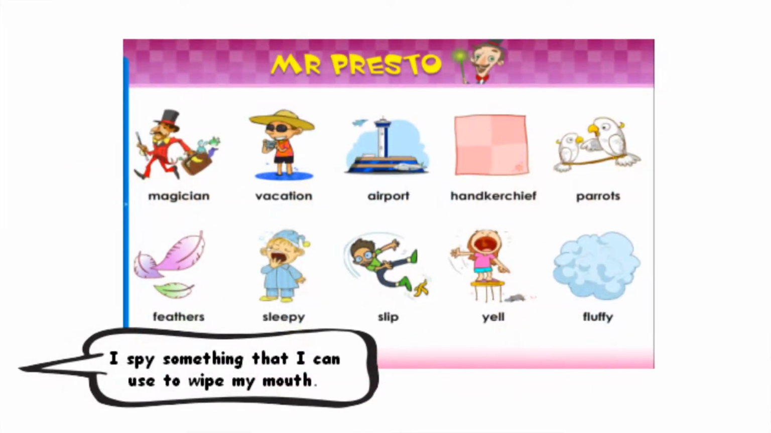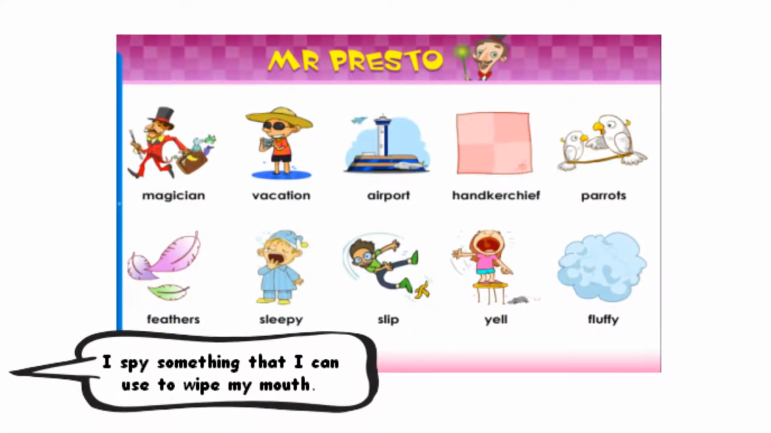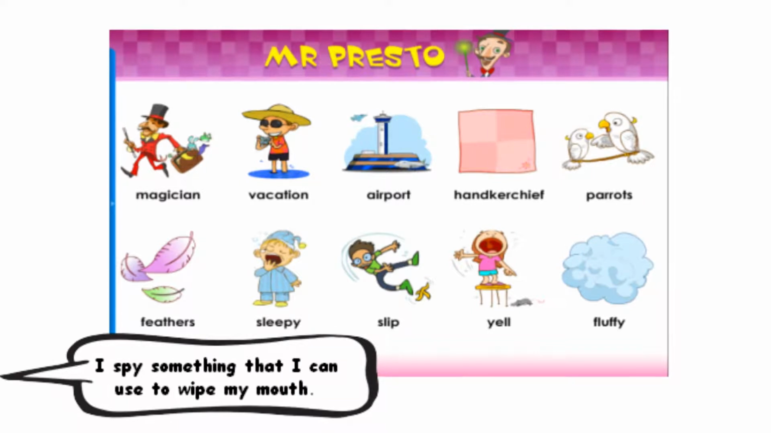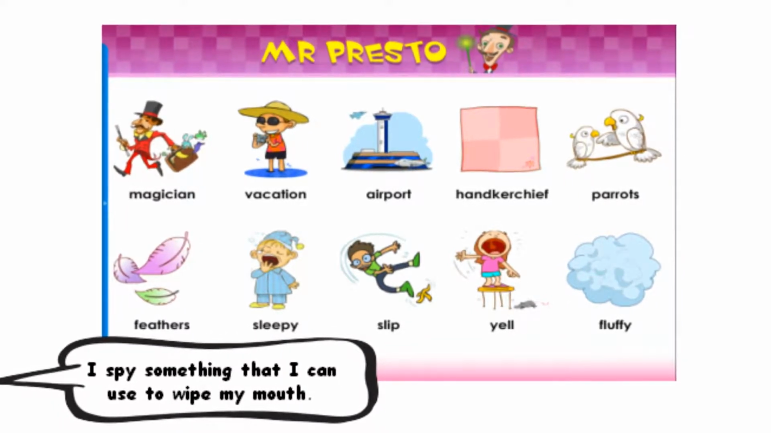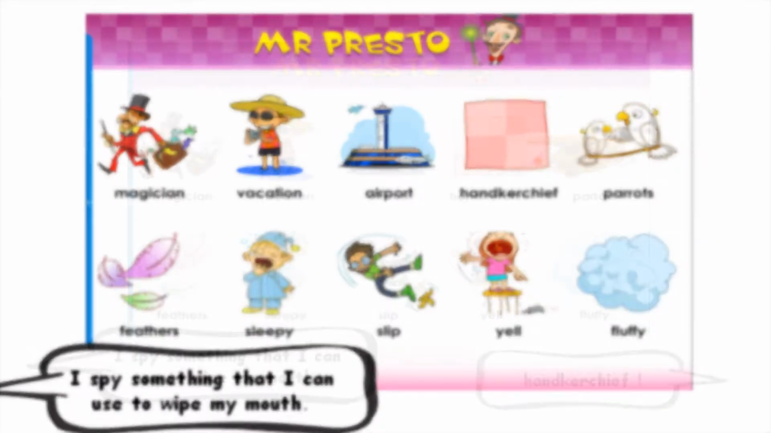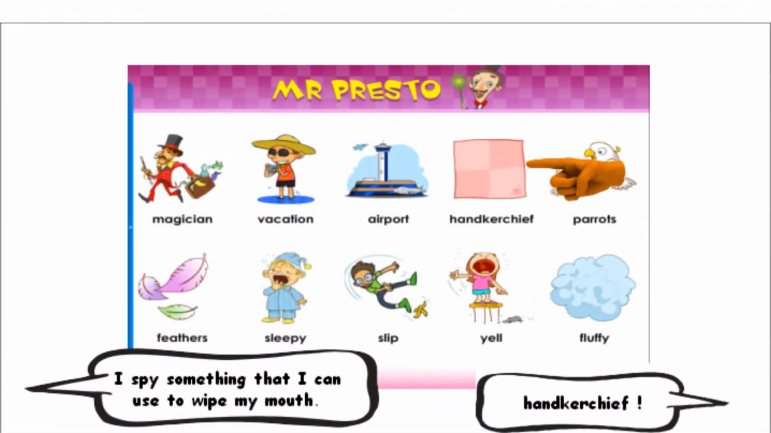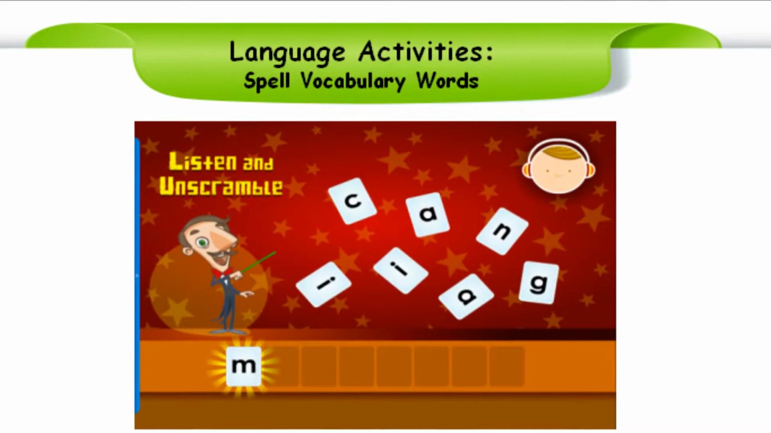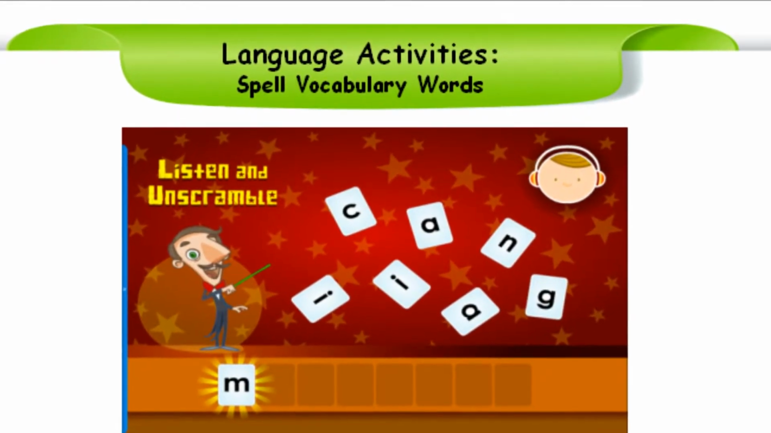Another activity to review the vocabulary words is to play the I Spy game. Teacher describes a picture and student identifies it. For example, I spy something that I can use to wipe my mouth. Handkerchief. Spell vocabulary words. The teacher can choose to play this spelling game as a group or individually.